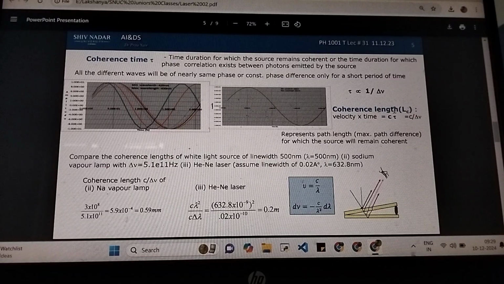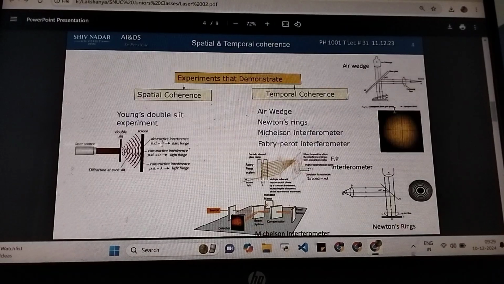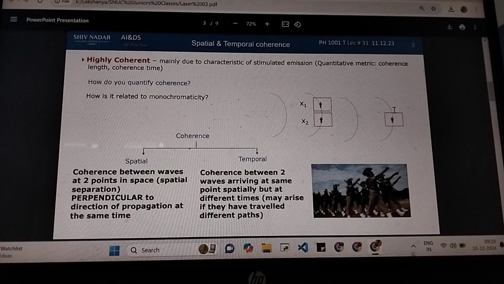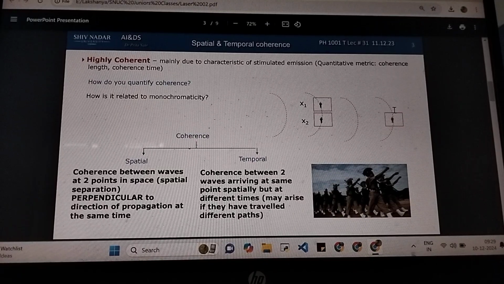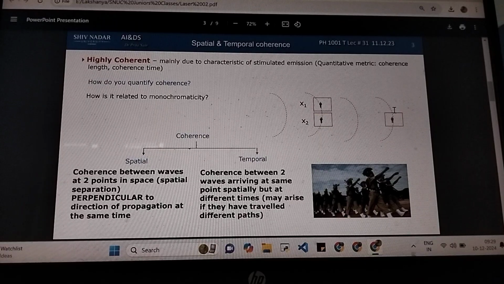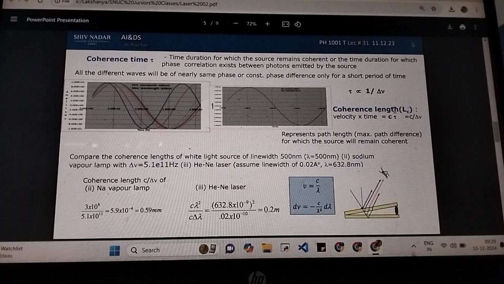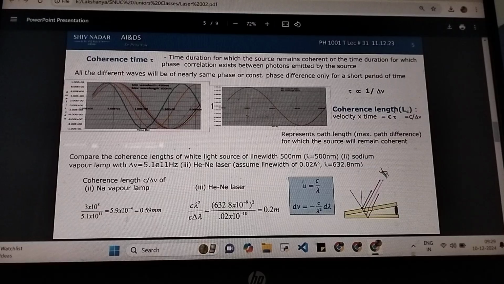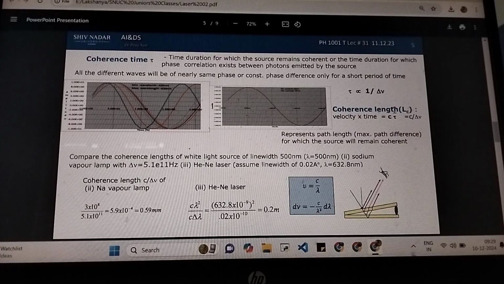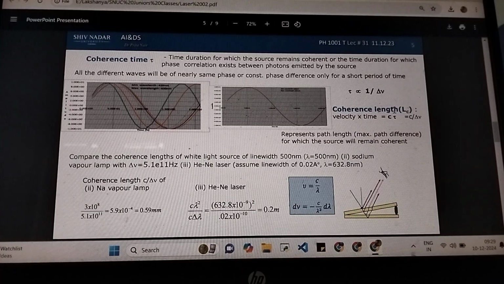To quickly recap, we looked at coherence. Two types of coherence, spatial and temporal. Spatial is coherence between two waves at different positions along the same axis at the same time. Temporal is at the same position at two different instants of time. And then we looked at coherence time, which is the time duration up to which the different rays of light in the source remain coherent, and the distance travelled within that time duration is coherence length.